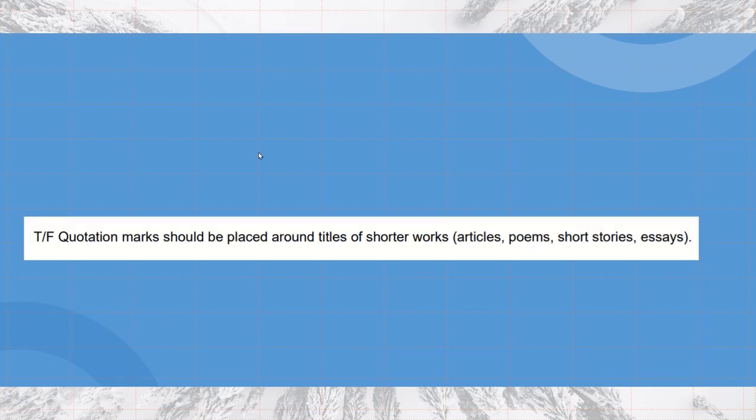True, false. Quotation marks should be placed around titles of shorter works. That's correct. Articles, poems, short stories, essays, chapters as well. Titles of chapters should be in quotation marks, not italicized. The bigger thing is italicized. The book, the website title is italicized. Those two things.